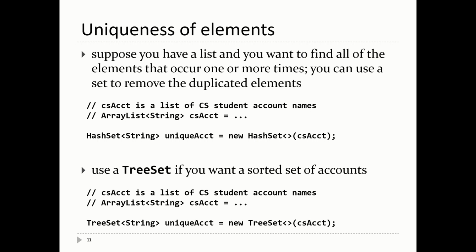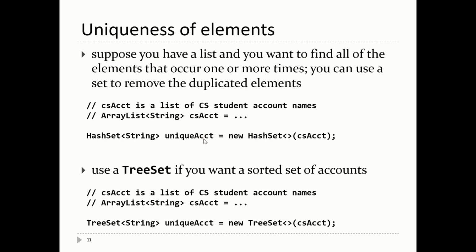Rather than looking at the list, you could look at each element in the list and compare each element of the list to every other element of the list. If you do that, that takes time proportional to n squared. Instead, I can take the list and pass the list to the hash set constructor. And the constructor will create a set that has only the unique values in that list. So now I've got a set of unique account names.